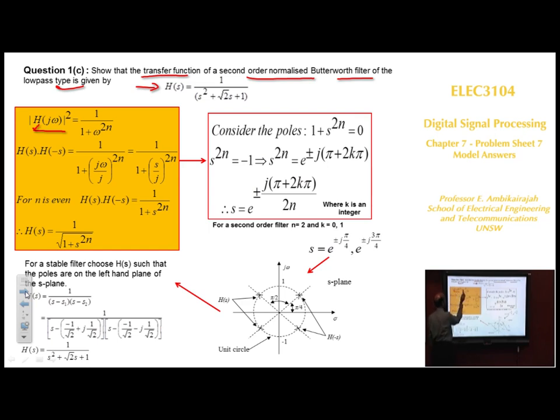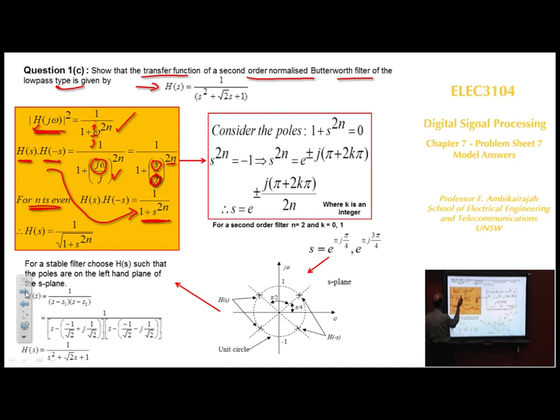The magnitude squared is equal to 1 over 1 plus omega to the power 2n. And magnitude squared we have learned can be written as H(s) times H(-s). You multiply by j on the top and j on the bottom, and you will get this one. The j omega is replaced by s, and j is underneath. Now if you make n even, j squared will become minus 1, and even means minus 1 times minus 1 is plus. So what you end up with is that one. So this will now come as that for n equal to even.